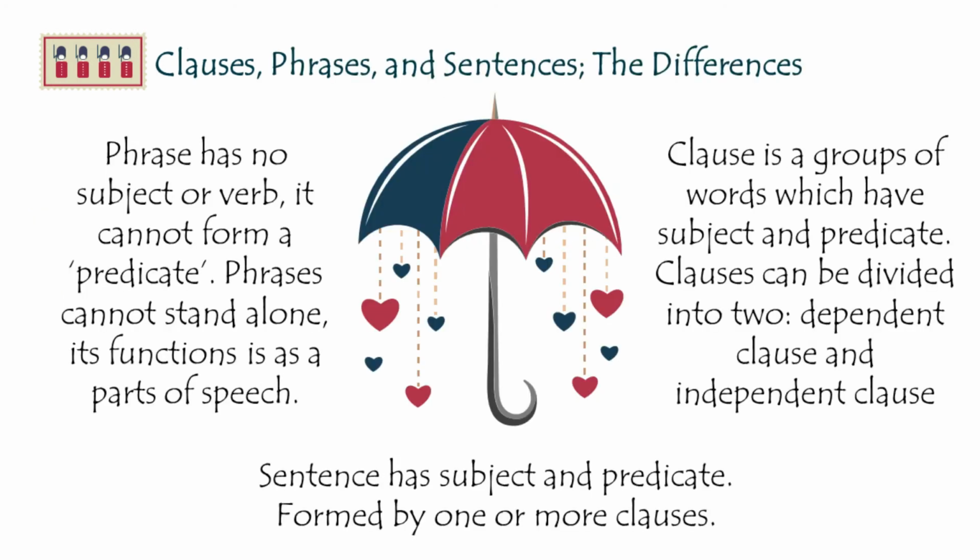Second, there's a phrase. A phrase is a group of words which either does not have a subject or does not have a finite verb. For example, the relationship between predators. Last, sentence. A sentence has a subject and predicate, formed by one or more clauses and also phrases.